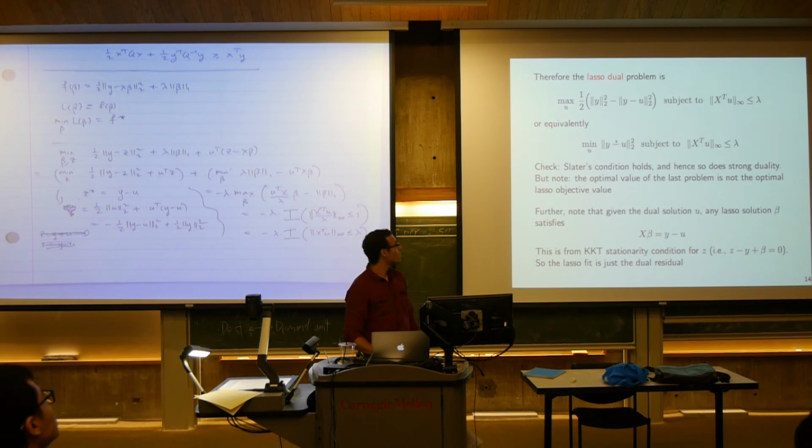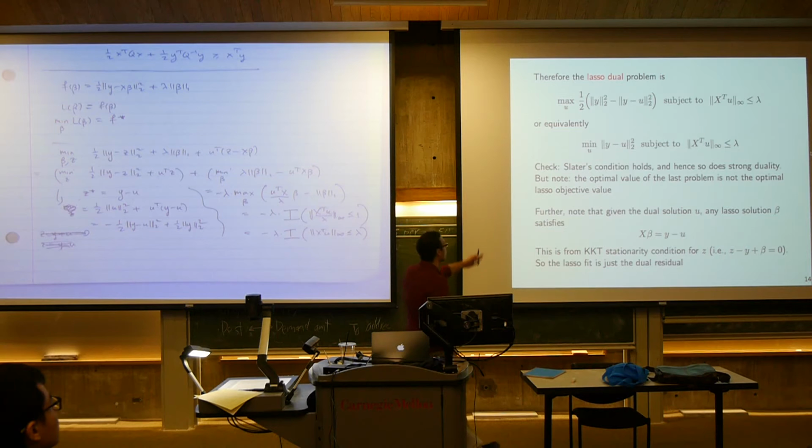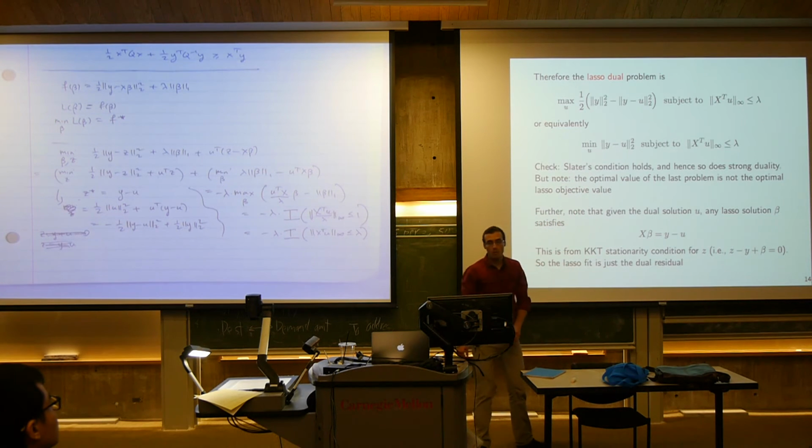Equivalently, we can actually get rid of this, right? Because this doesn't depend on u, this piece here, and we can flip the negative sign, get rid of this and call this a minimization problem, and say that this is an equivalent dual. This is equivalent to the dual. Okay, but oftentimes I'll just call this the dual. I won't even worry about that.